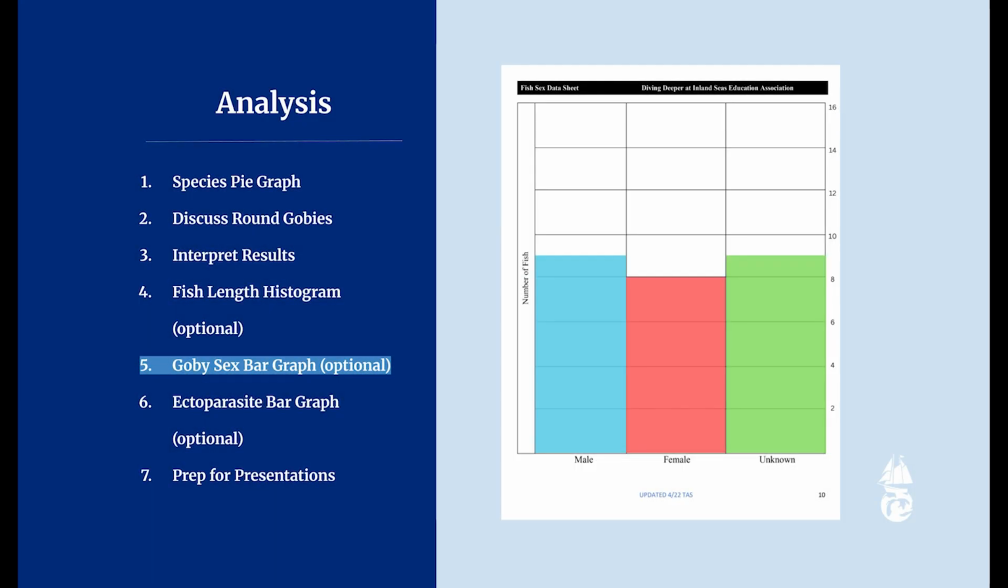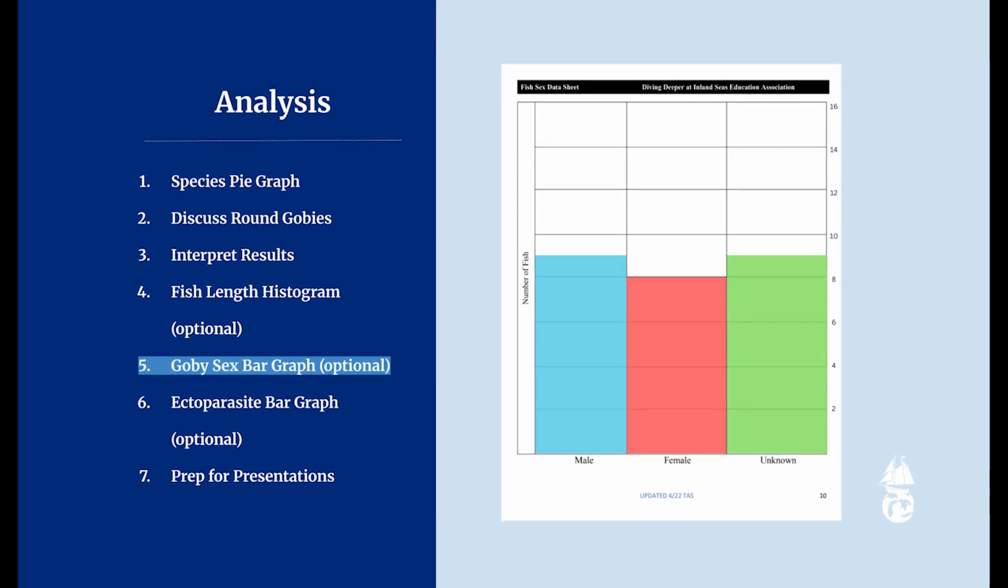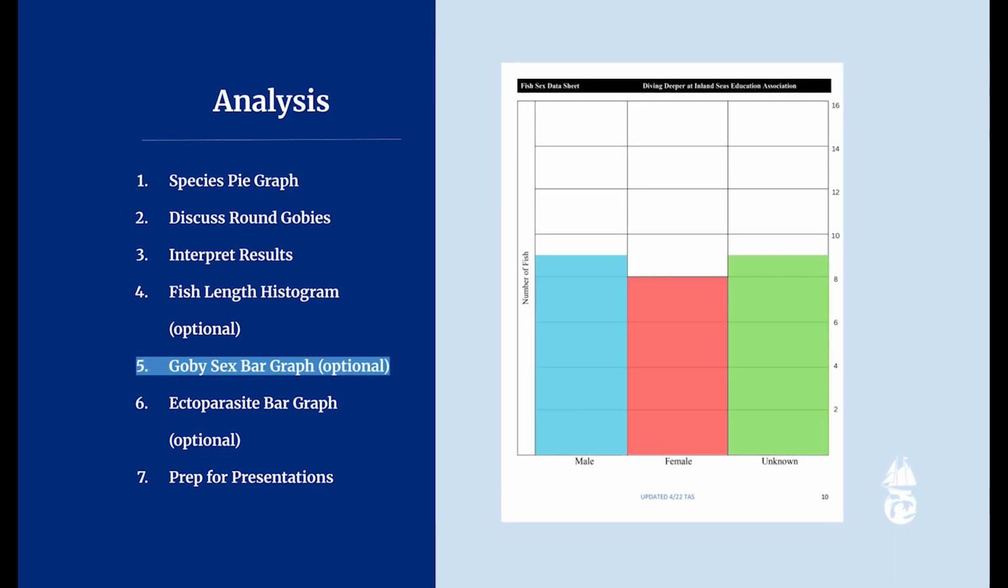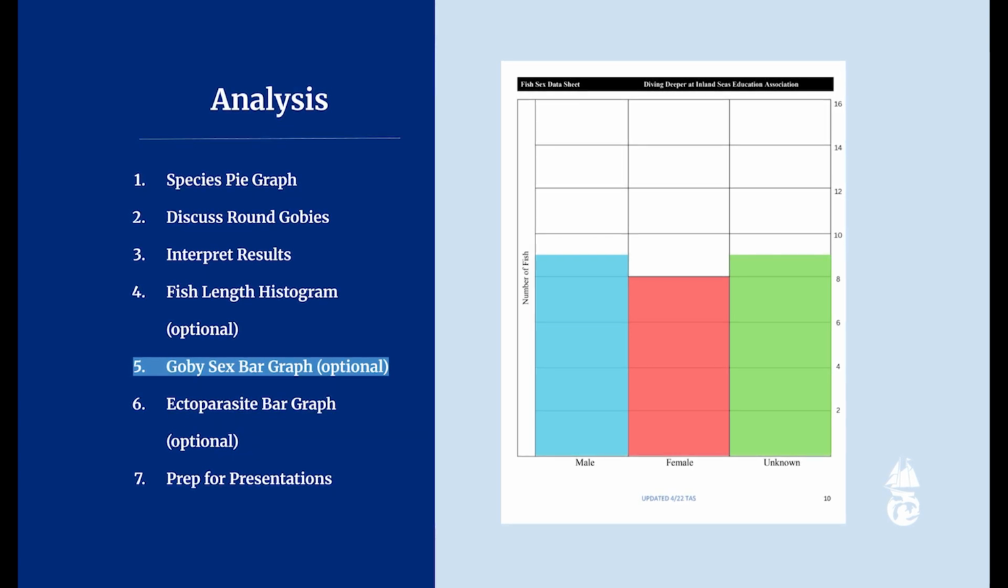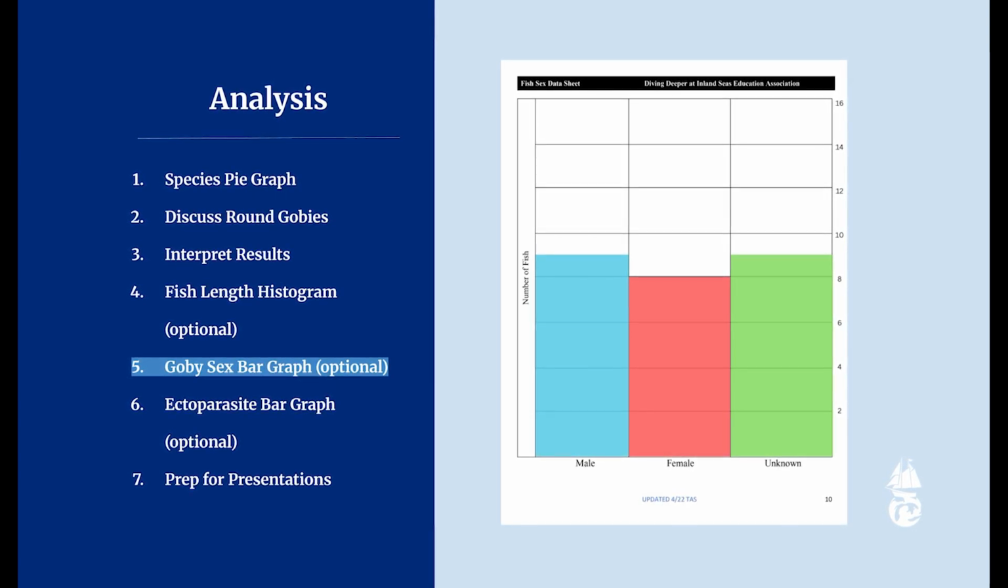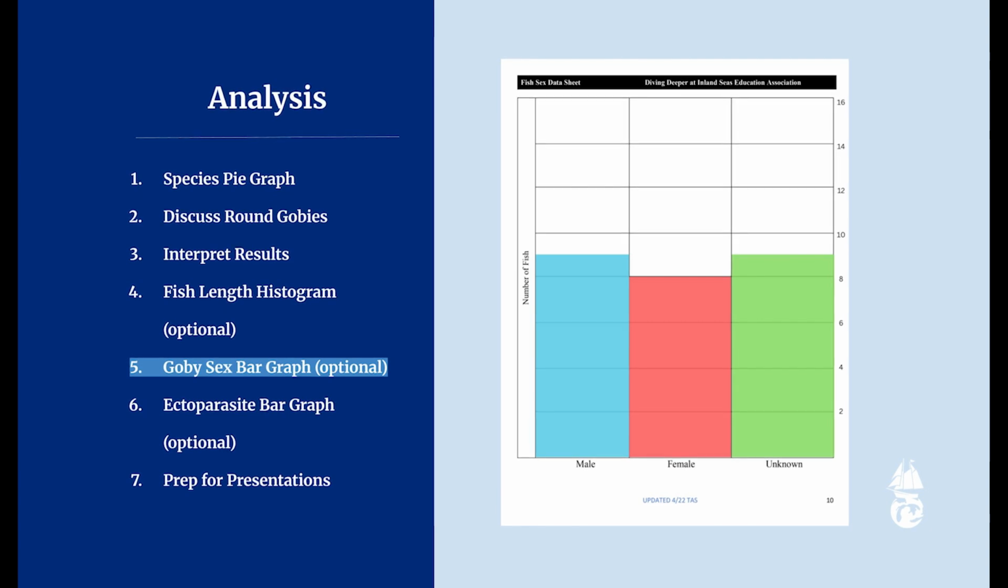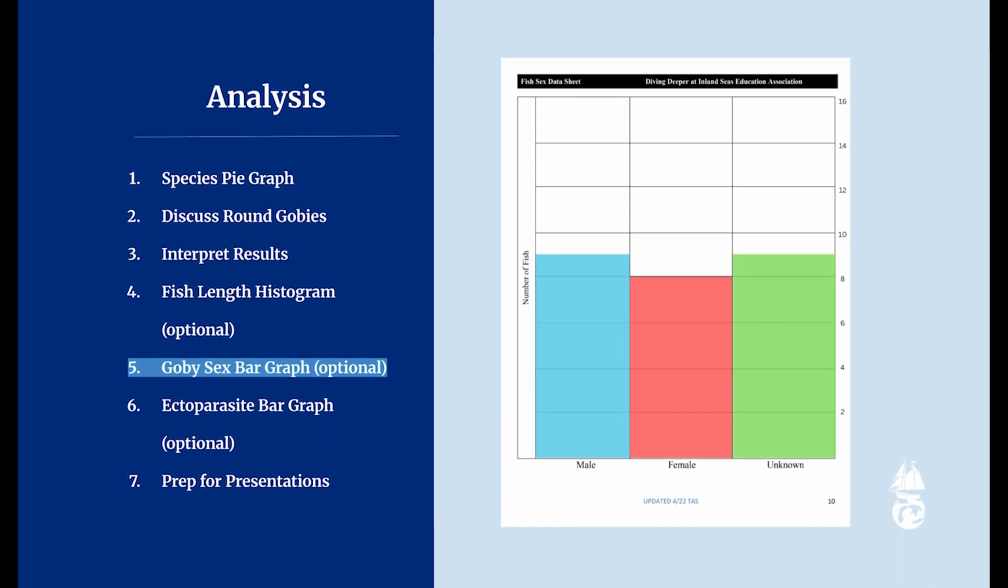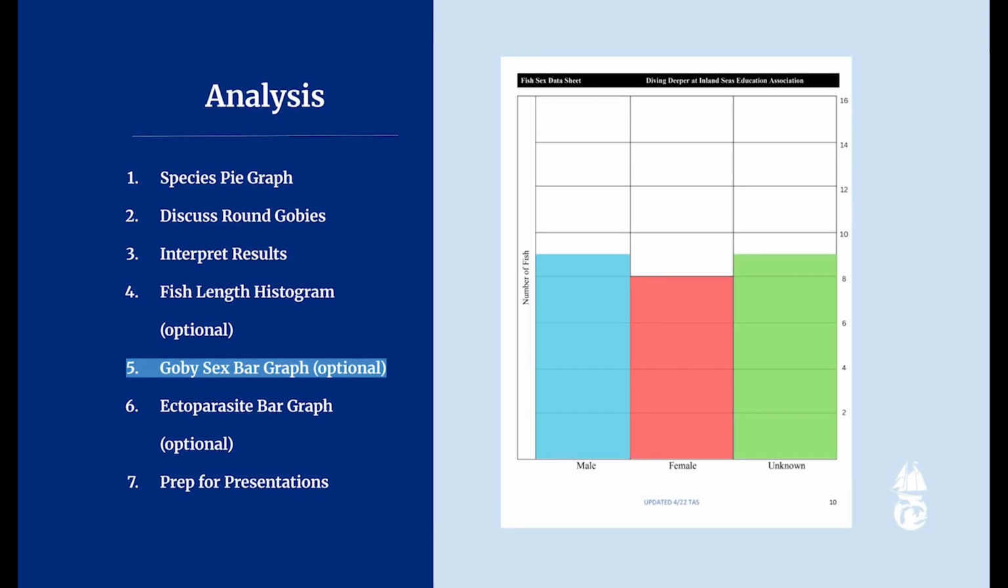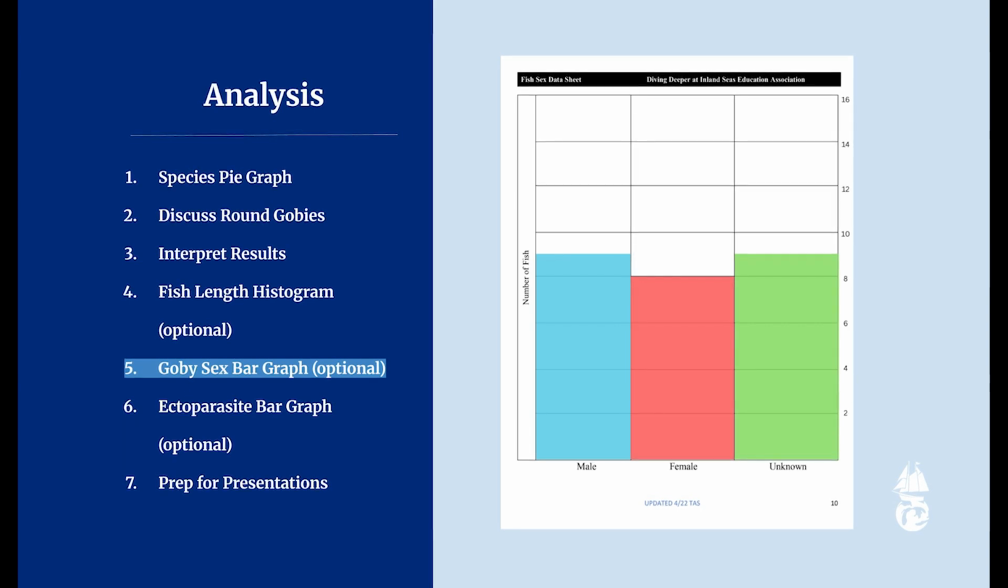On page 7 of the student worksheet, there is a space to create a bar graph of male versus female round gobies. Once this graph is complete, discuss with your students. What could the sex ratio in a population tell you about it? Hint: for round gobies, a stable established population usually has a 1-to-1 male-to-female ratio. However, populations of round gobies in areas where they have recently been introduced tend to have a more male-dominant population, having as many as 6 males for every 1 female.